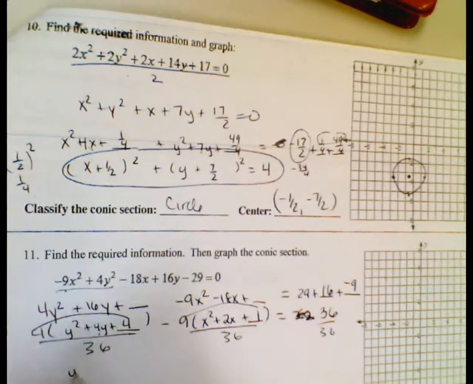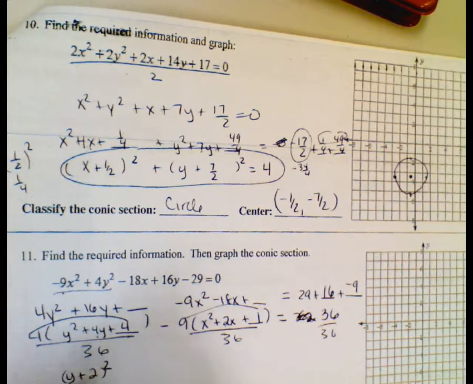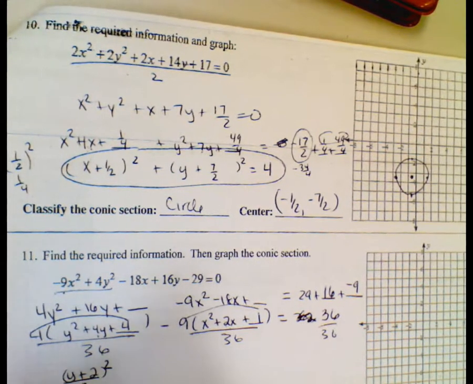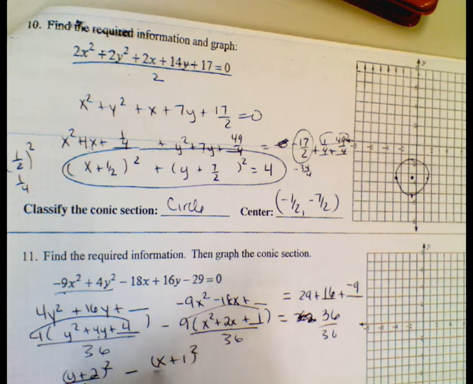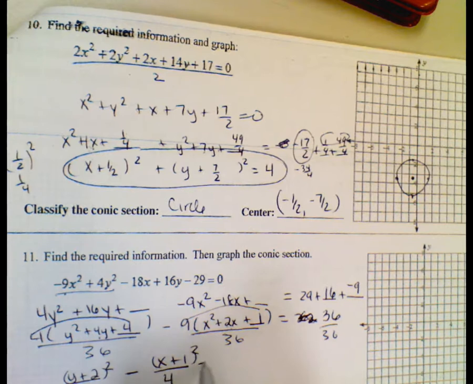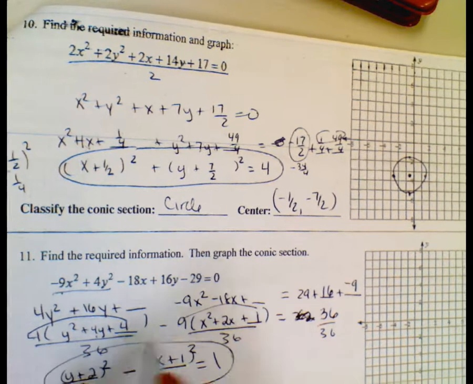And factor at the same time. So we have y plus 2 squared. 4 goes into 36 9 times. Factor the x family. 9 goes into 36 4 times. And this is your standard form.